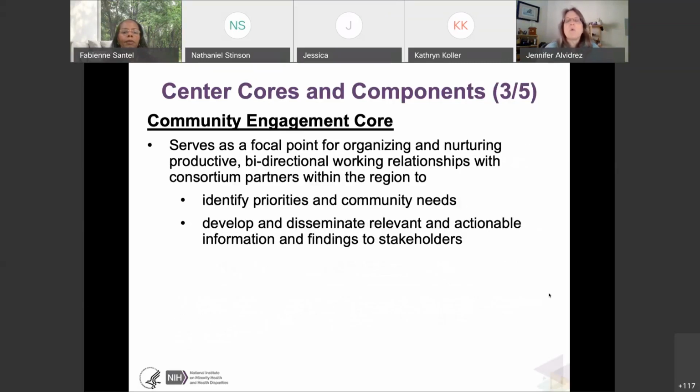The Community Engagement Core will really serve as the focal point for managing the coalition, for nurturing the collaborations, for bi-directional working relationships with consortium partners, to identify priorities and community needs, and develop and disseminate relevant information to stakeholders.